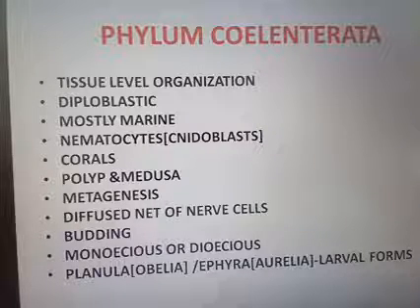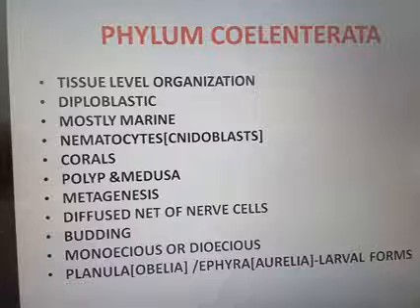Then the next is metagenesis. Metagenesis, that is alternation of generation. That means in one generation it is a polyp and in the next generation it is a medusa. That is alternation of generation. The biological term for alternation of generation is metagenesis. Clear? Then the body contains a diffuse net of nerve cells.